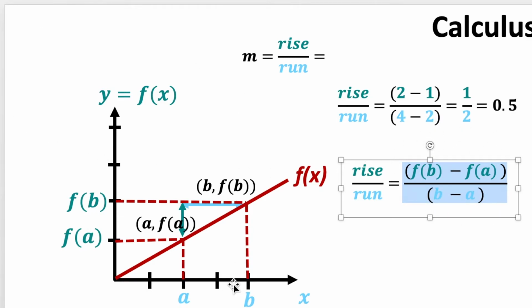So what you might have noticed here is that to be able to find the gradient, we used 2 points. So we made our point here and this point here, and then from there we were able to use this equation, rise over run, and find the gradient.